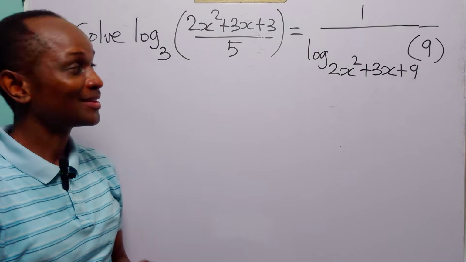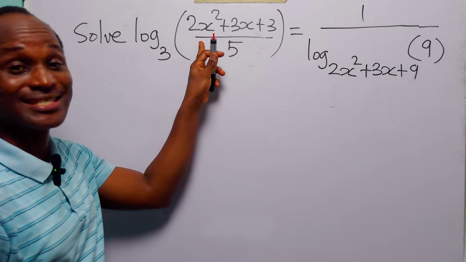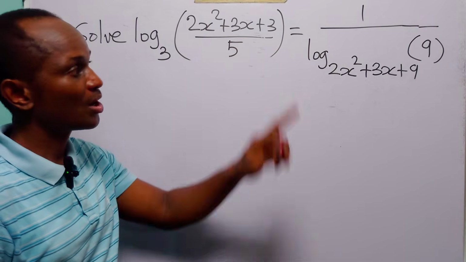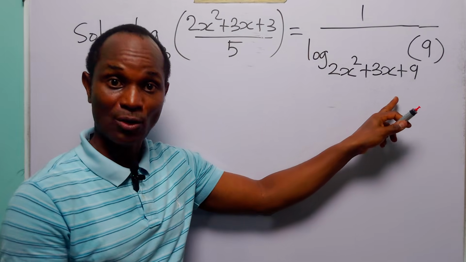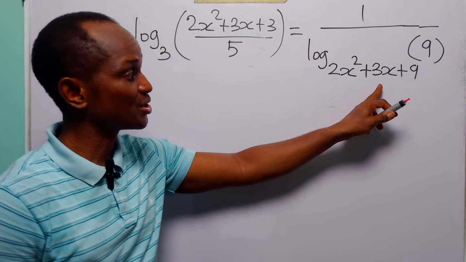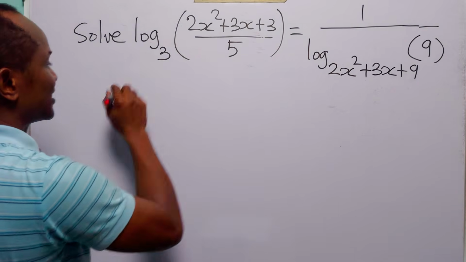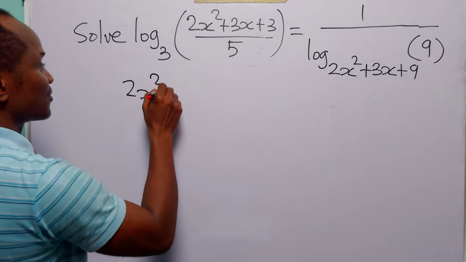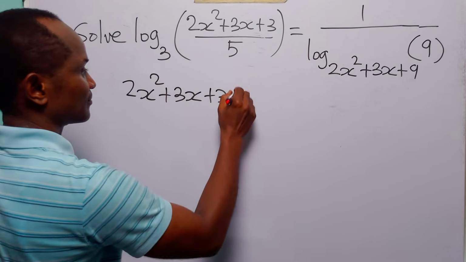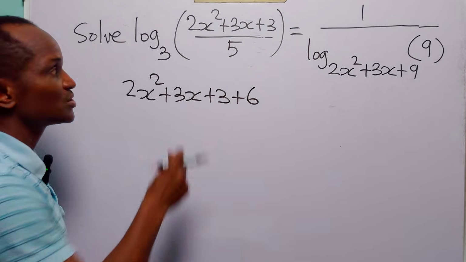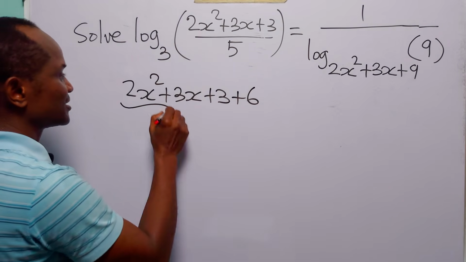Hello and welcome. When you look at this logarithmic equation, you will notice that here we have 2x squared plus 3x plus 3, while here we have 2x squared plus 3x plus 9. Now, of course, you know that 2x squared plus 3x plus 9 is the same as what we have here, that is 2x squared plus 3x plus 3 plus 6.